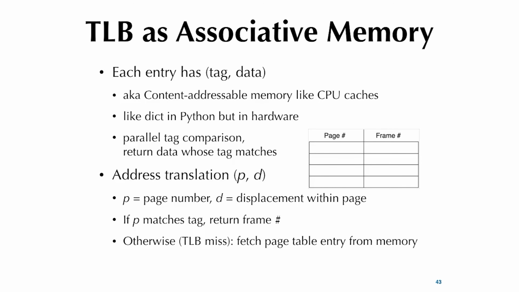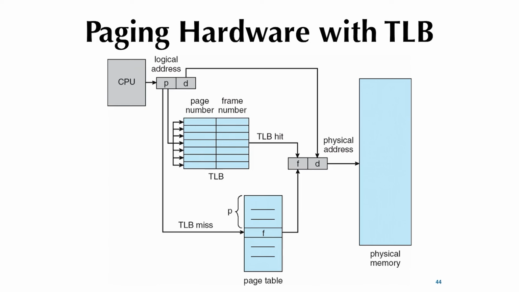So as associative memory, minimally you have to have the page number, frame number, and possibly the ASID as well. Okay, and so if the tag matches plus ASID and things match, then you return the frame number, just like a dictionary lookup in Python. Otherwise, the OS takes over, looks up the entry from the page table, fills it in, retries. Okay, and the paging hardware looks like this.